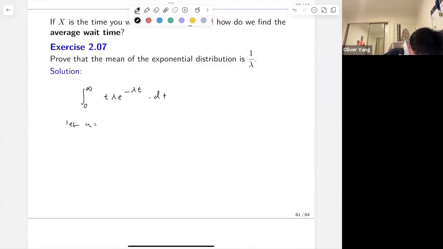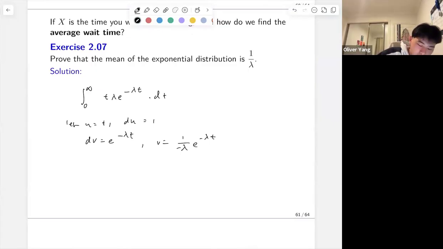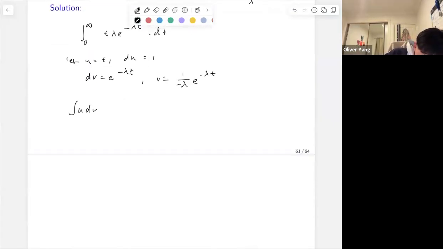So we're going to let u equal, what are we letting u be? t. So du is going to be 1, right? dv is going to be e to the negative lambda t, right? v is going to be 1 over negative lambda e to the negative lambda t. We know that integration by parts is given by the integral of u dv equals uv minus the integral of v du, right? So we're just going to substitute what we have here.